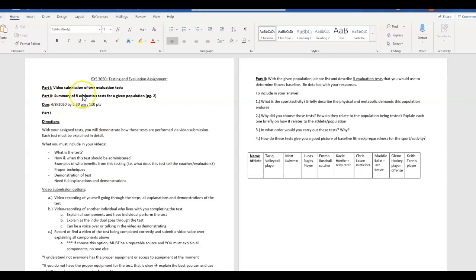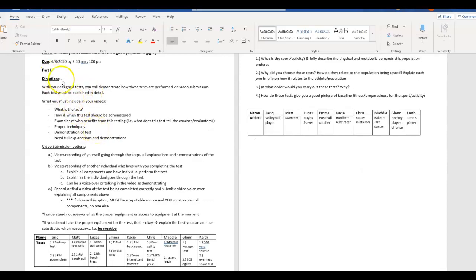And then part 2 is going to be a summary submission, a written paper form of 5 evaluation tests for a given population. Again, I gave you the population down here, and you're going to pick 5 tests that you would evaluate for that athlete to see where their baseline fitness is, as well as how you would administer it. Okay, so this is due a week from today, which is going to be due on 4/8, so next week.